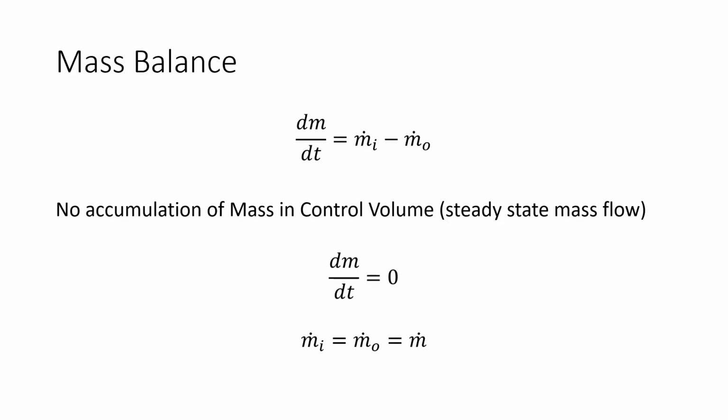Here we see our mass balance equation, and we can see that there is no accumulation of mass in the control volume. It is a steady state mass flow. We can see that the flow in is equal to the flow out.